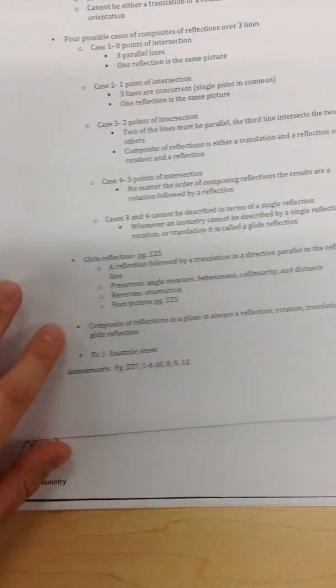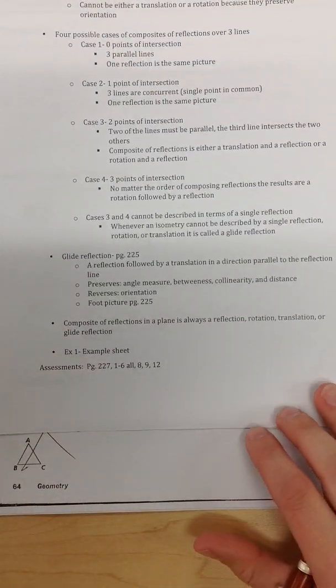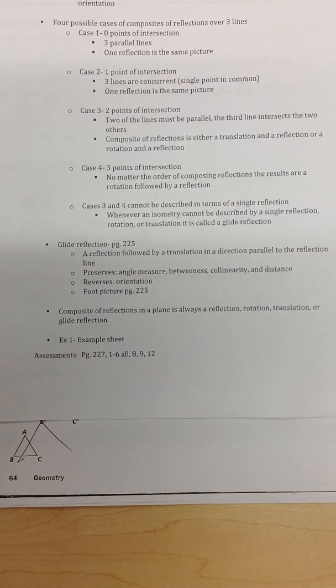Okay, so that is the last thing on the notes. So your book page assignment is 227, 1 to 6 all, 8, 9, and 12.